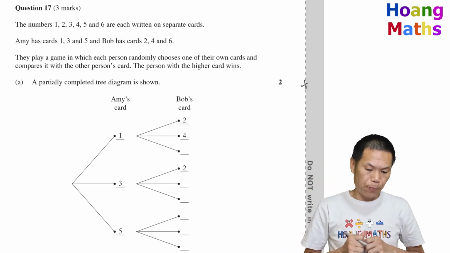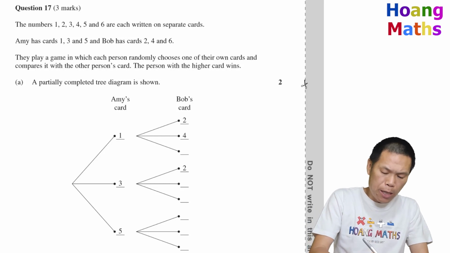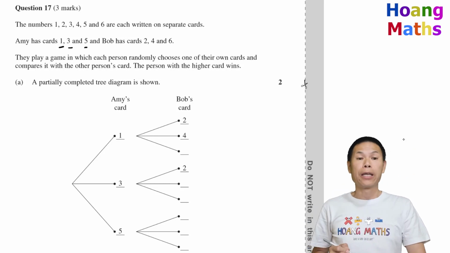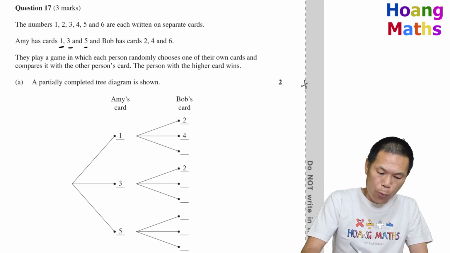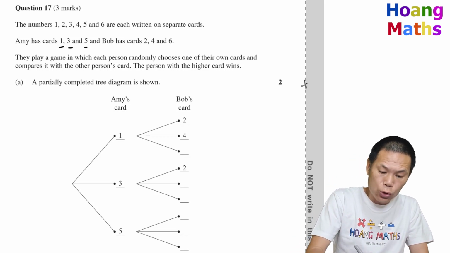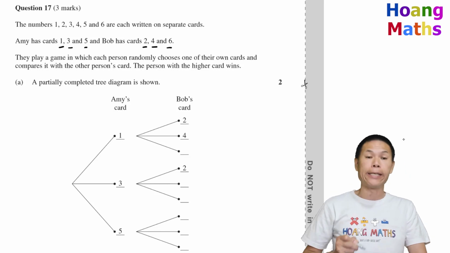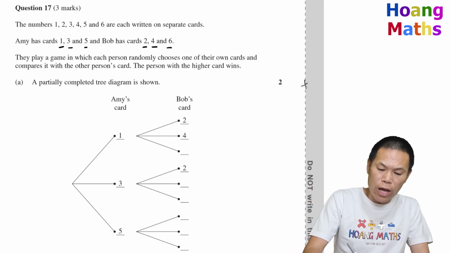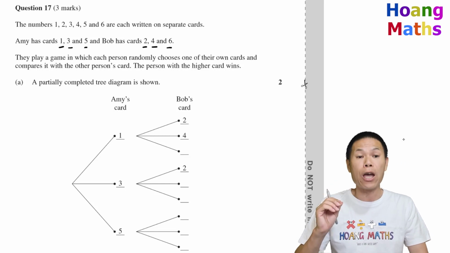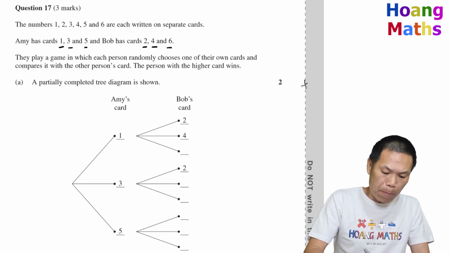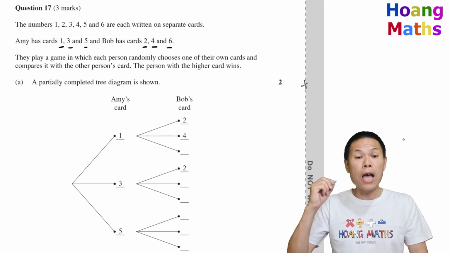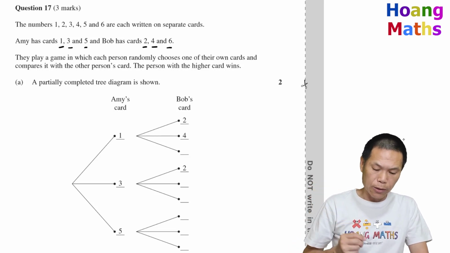Question 17. We know that Amy has cards numbered 1, 3, 5, whereas Bob has cards of 2, 4, and 6. They play a game in which each person randomly chooses one of their own cards and compares it with the other person's card. The person with the higher card wins. So keep that in mind.